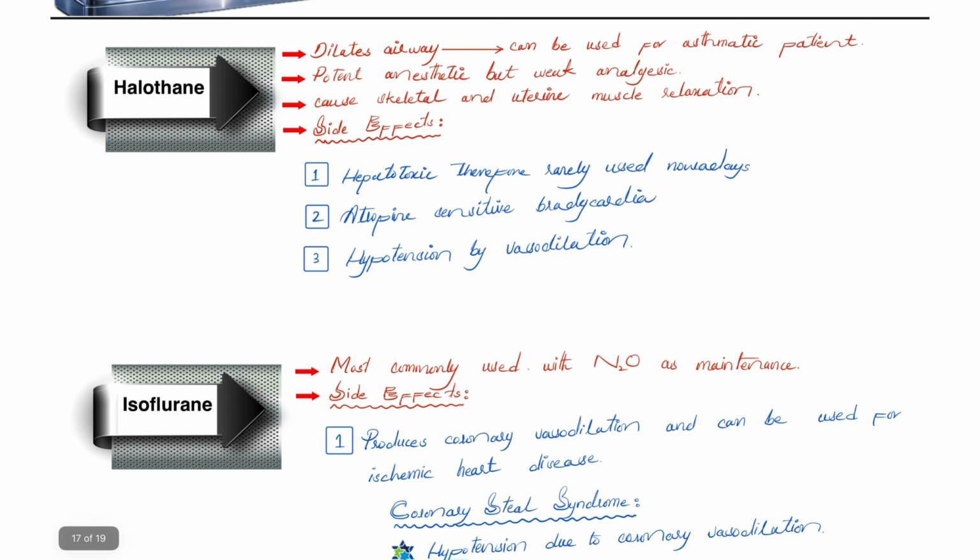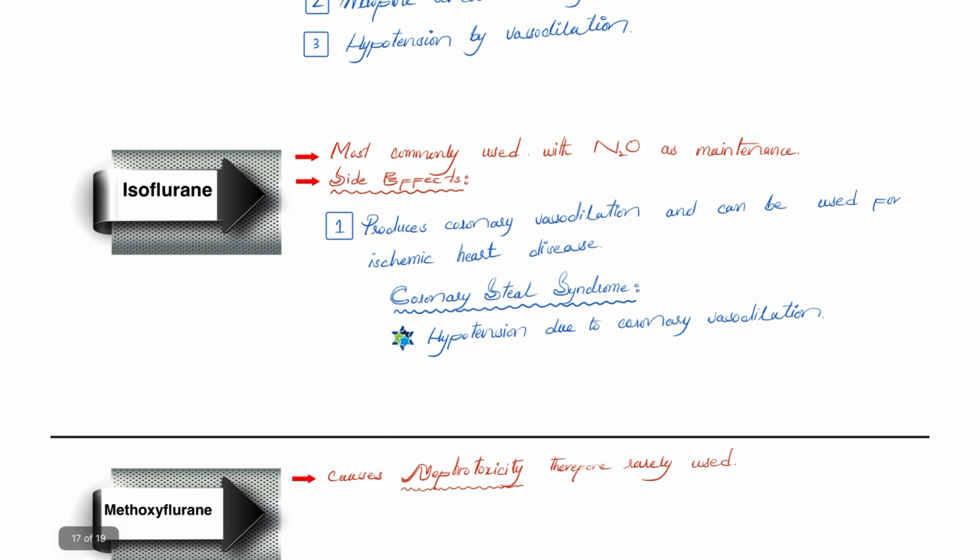Now let's jump to the next example of inhalational general anesthesia, that is halothane. It dilates the airway, that's why it can be used for asthmatic patients. It is a potent anesthetic but has weak analgesia, so when you give halothane, you have to combine it with another analgesic agent. It causes skeletal and uterine muscle relaxation. So what are the side effects? It is hepatotoxic, therefore rarely used these days. It causes atropine-sensitive bradycardia, meaning when bradycardia is produced, you give atropine and the bradycardia can be reversed. It causes hypotension by vasodilation.